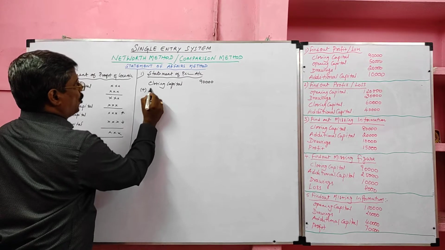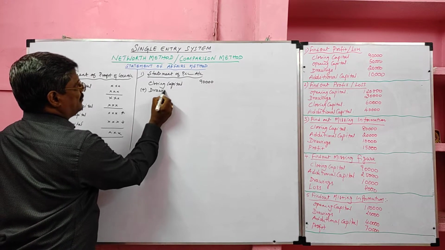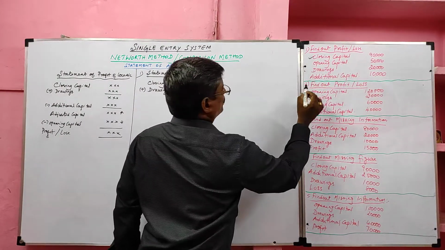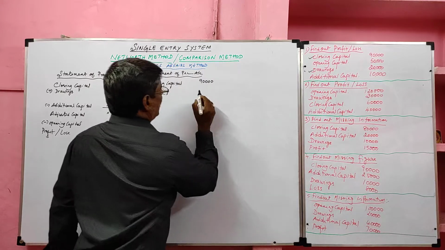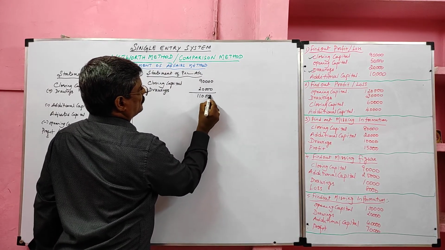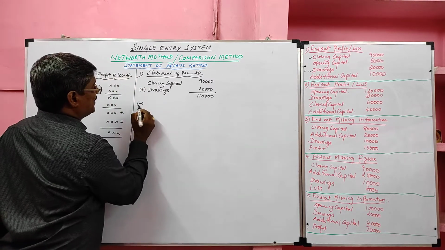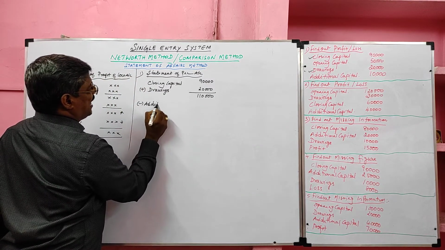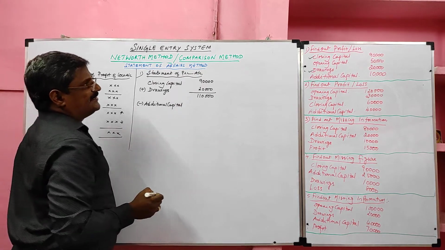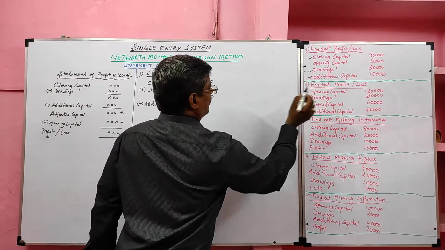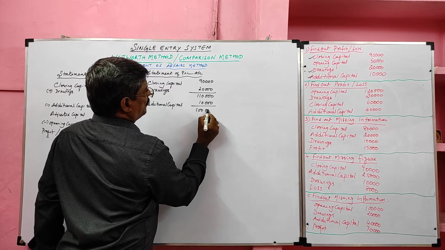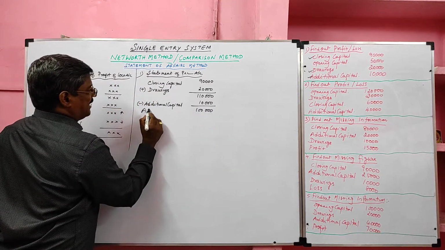Then we have to add drawings. How much? 20,000. So total 1,10,000. Then we have to deduct additional capital. Additional capital value how much? 10,000. That we have to deduct. After deducting additional capital, we'll get one value that we call adjusted capital.